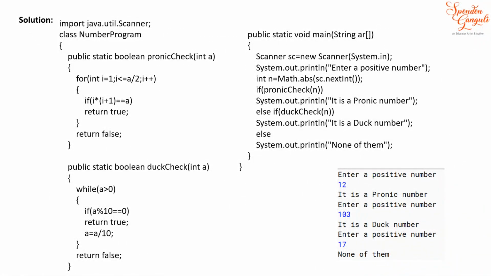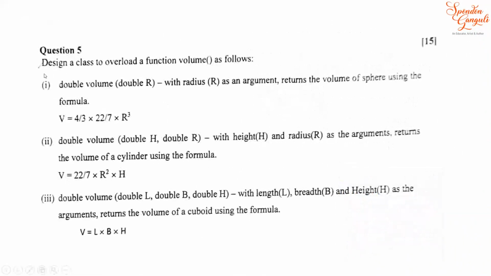Now, what I have used: if pronic check of number n, it is pronic. Else if it is a duck number, it's a duck number. Else none of them. Now the program I have run 3 times with 3 different inputs, and you can see the output given there. Let's move to the next question.